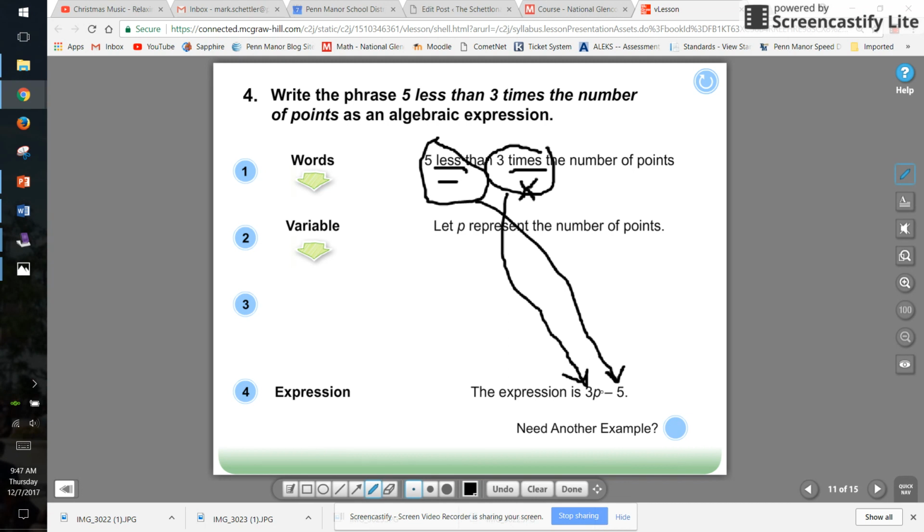Ladies and gentlemen, those are the basics of how to write an algebraic expression to solve a problem or complete a phrase. We'll be going over this a couple days in our class just to make sure we got this under control.